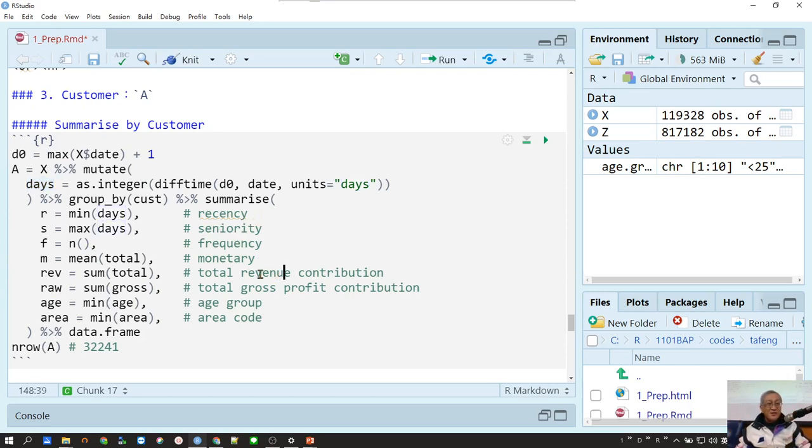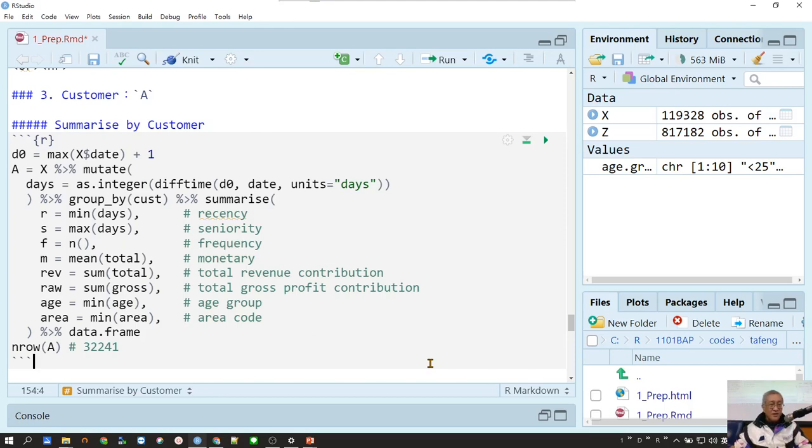And then frequency is the number of times that he buys from us. Monetary is the average amount every time he buys from us. And this is the total revenue contribution, the total gross profit. The age group of this person, the area code of this person. Okay, so you see that, from the raw data to transaction to customer.